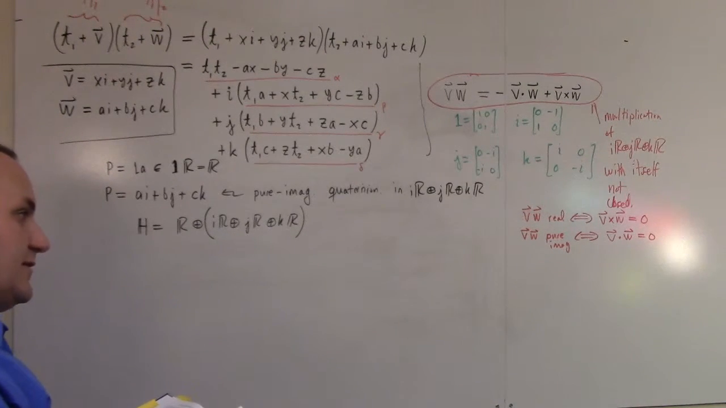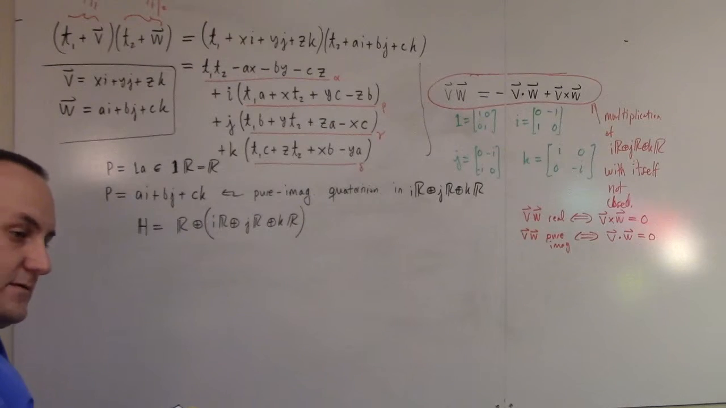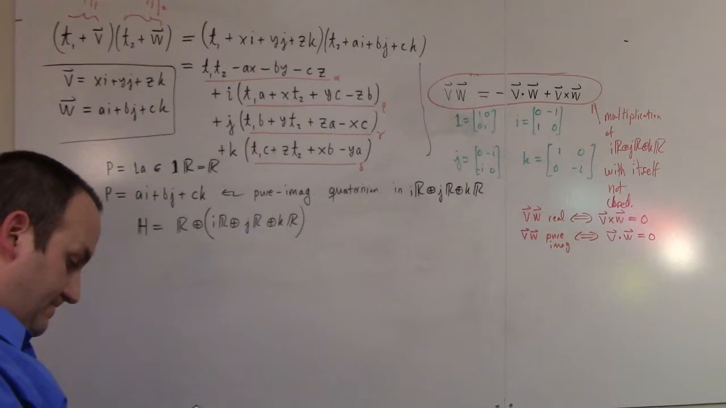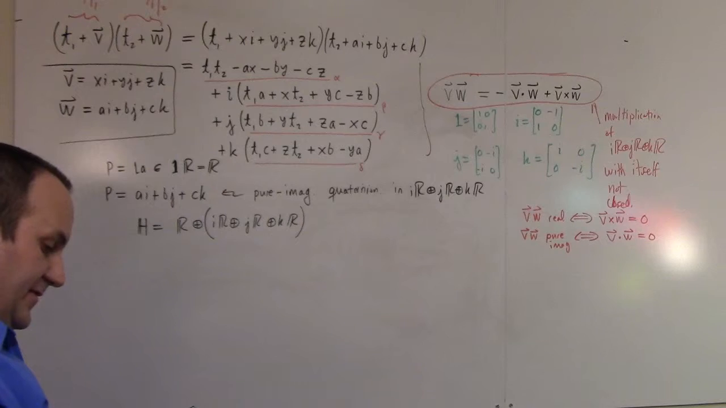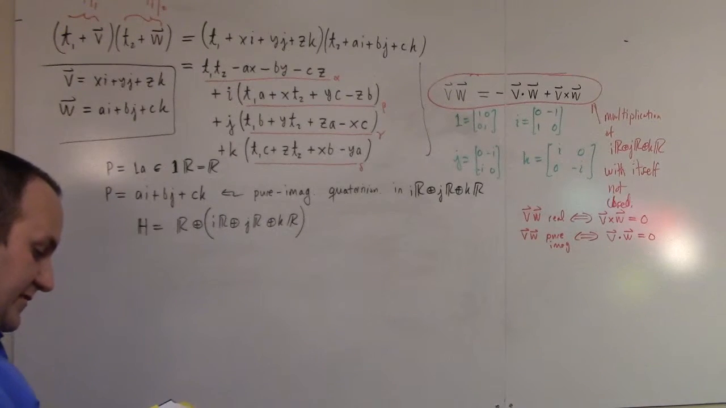Now, what does it mean for the cross product of two vectors to be zero geometrically? Parallel. Right, they're collinear. They're either in the same or opposite directions, right?